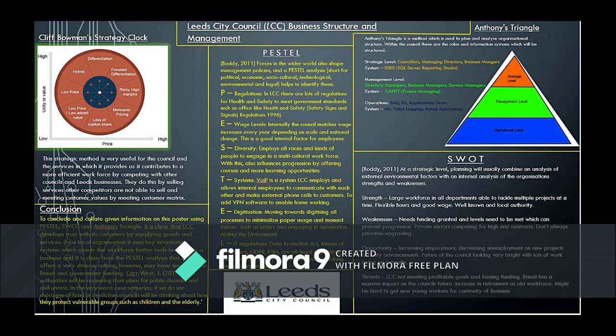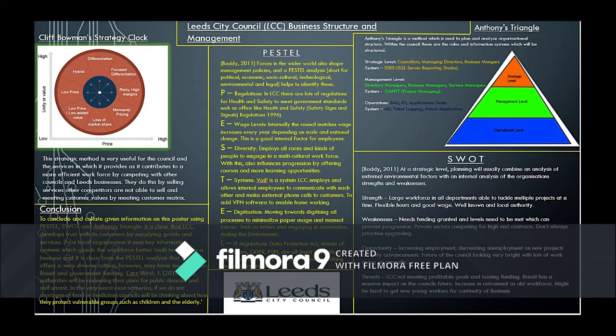Moving on to a PESTEL analysis. Forces in the wider world also shape management policies, and a PESTEL analysis is used to help identify some of these. Starting with political: within the council we have regulations for health and safety to meet government standards, such as office health and safety, signs and signals regulations.